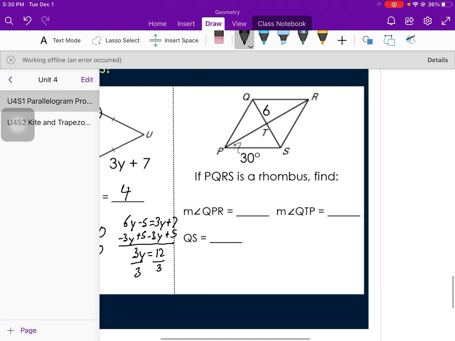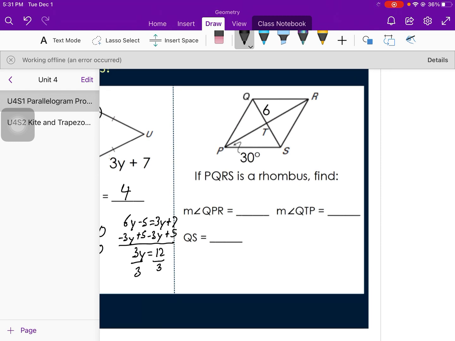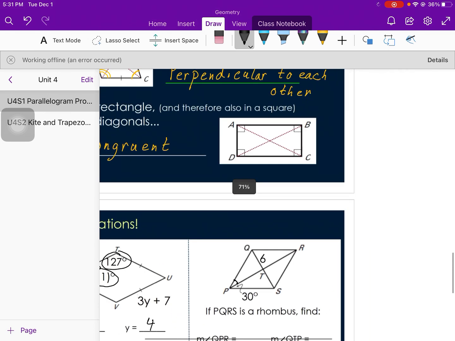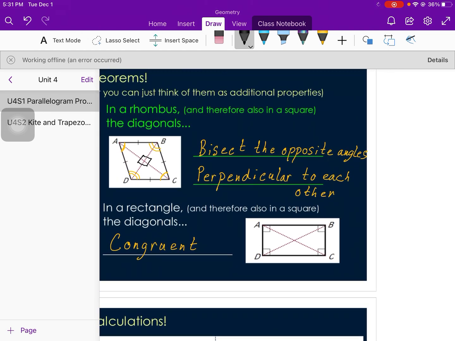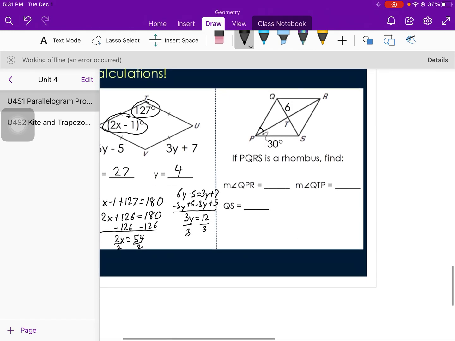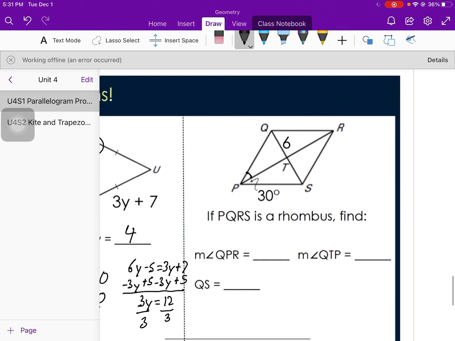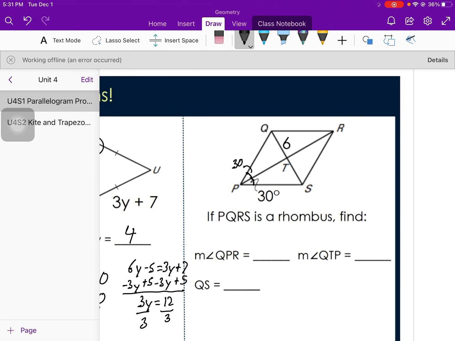For this next one, the measure of angle QPR is equal to what? So QPR is this angle right here. This tells us that it's a rhombus. So if we go back up to these rhombus properties, remember that the diagonals bisect the opposite angles and they're perpendicular to each other. Since this is bisected and we know that this angle is 30 degrees, that also means that this angle is 30 degrees. So there's our answer for this one.